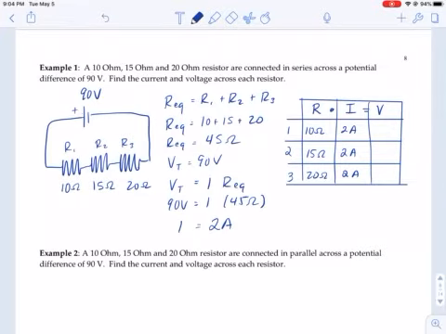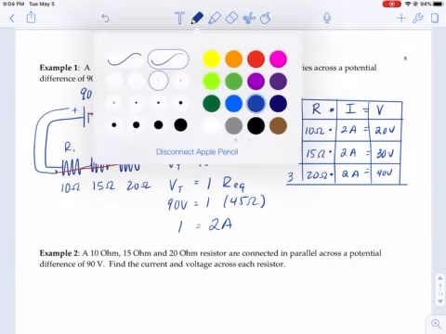So think about that for a second. If I model the current as positive charge flow, these 2 amps have nowhere else to go. All of that current travels through those 3 resistors. Once I have the current calculated, I can use my formula, V equals IR, to get the voltage. So we've got 20 volts through resistor 1, 30 volts through resistor 2, and 40 volts through resistor 3.